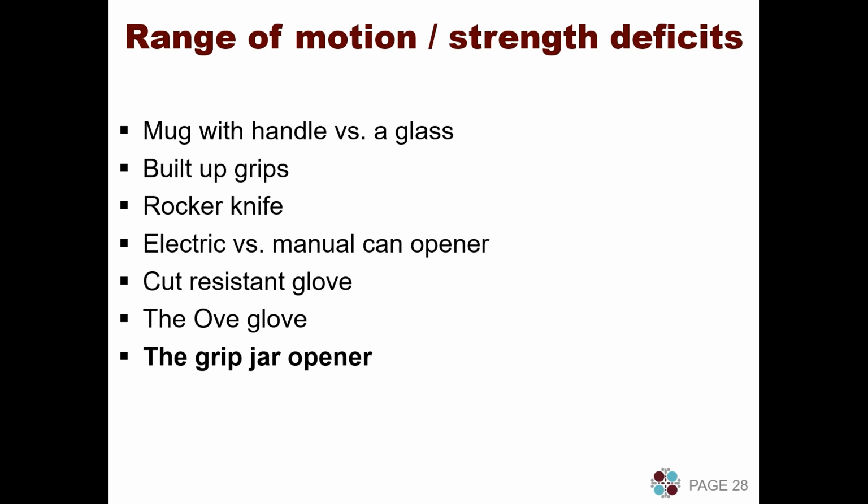Recommending built-up grips on writing and eating utensils. A bigger handle is less strenuous and hard for finger range of motion, and it's also a lot easier if they have hand pain. Recommending a rocker knife. Electric versus a manual can opener or anything manual. If you can get them to switch to electric, that's a lot easier on their hands and joints.